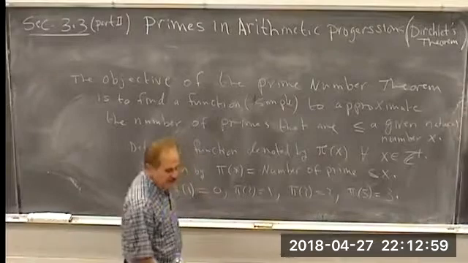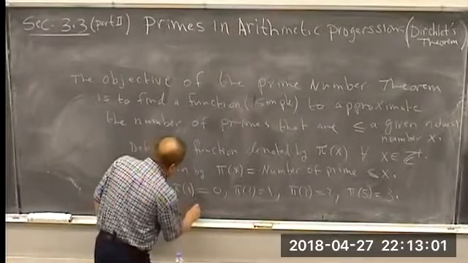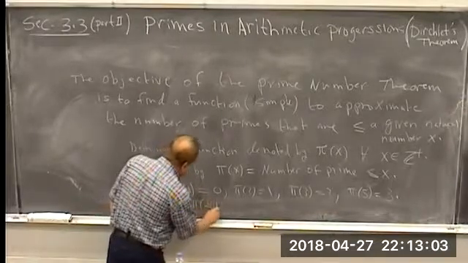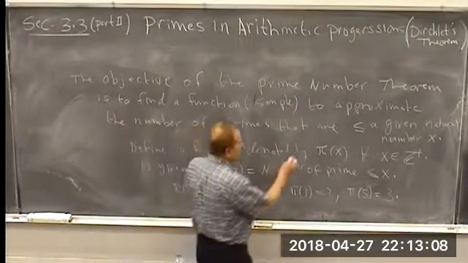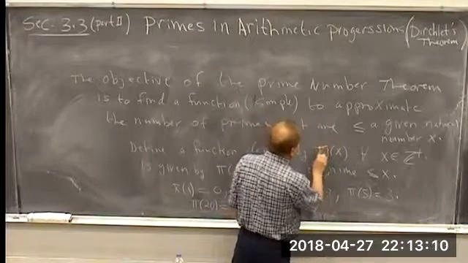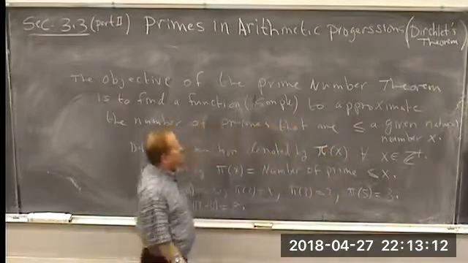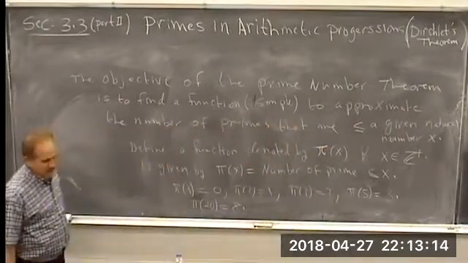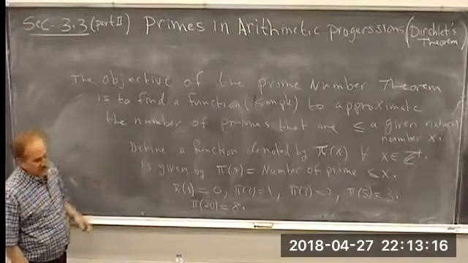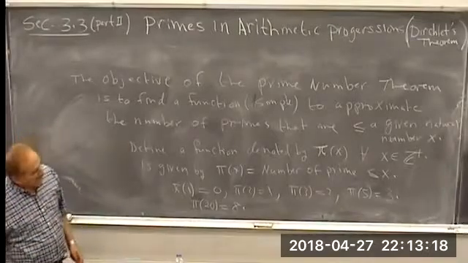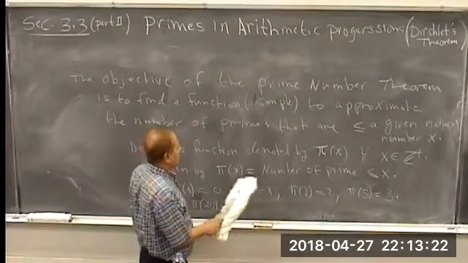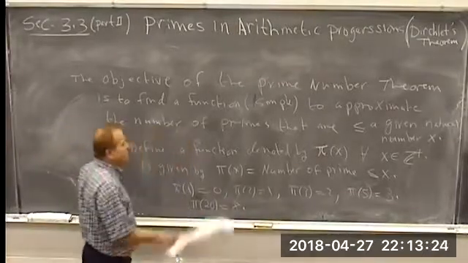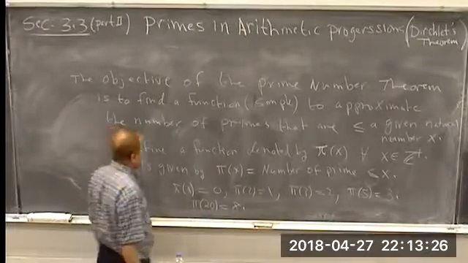Pi of 20, for example, is equal to 8. Of course, the pi that appears here has nothing to do with the pi that appears in the formula for the area or circumference of a circle. It is just a Greek letter that has been used for denoting what we sometimes call the prime-counting function, which gives us the number of primes.